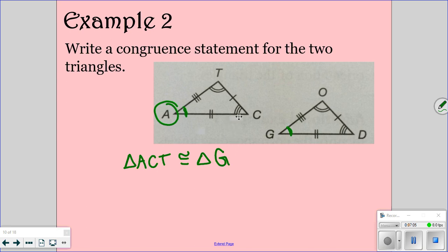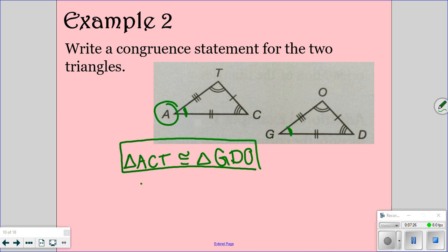C is what came next, and it has 3 arc marks, and over here D has 3 arc marks. So it's going to correspond to C, and then T only had 2, and O has 2. So this is the congruent statement. ACT is congruent to GDO.